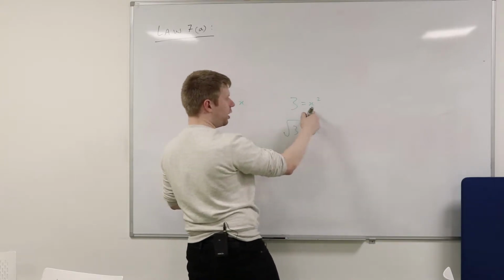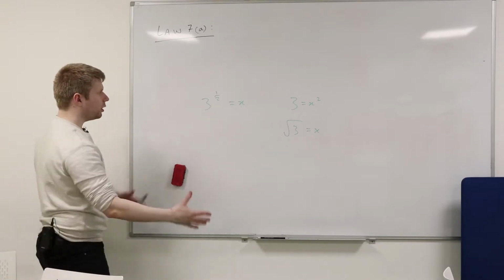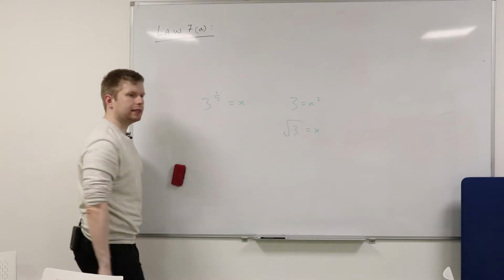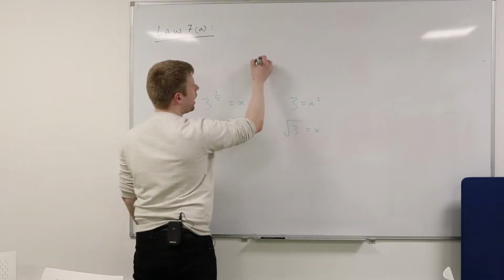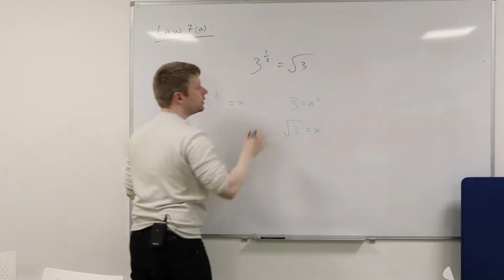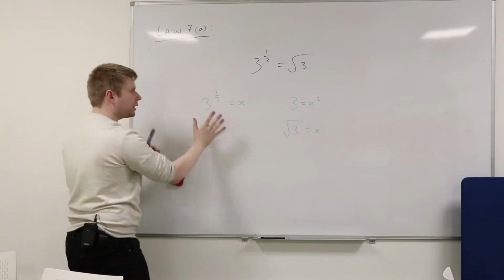So if I wanted to rewrite this equation, it would become the square root of 3 equals x. Now have a look. I know x is equal to 3 to the power of a half. I also know x is equal to the square root of 3. That must mean then that 3 to the power of a half is the square root of 3. That's a proof. Nice, happy proof.